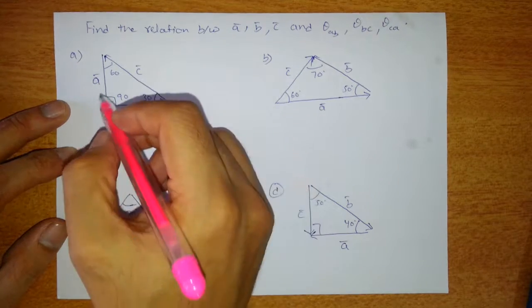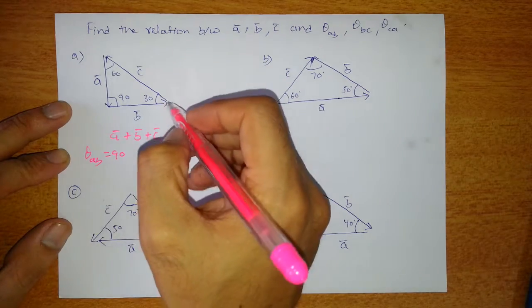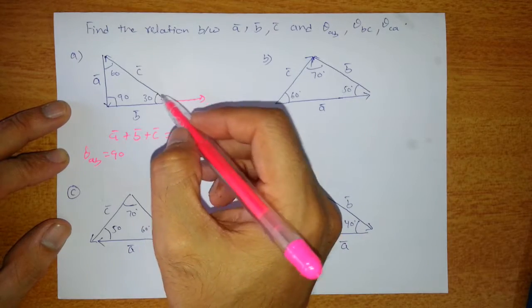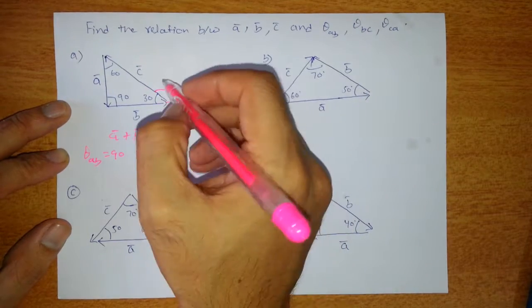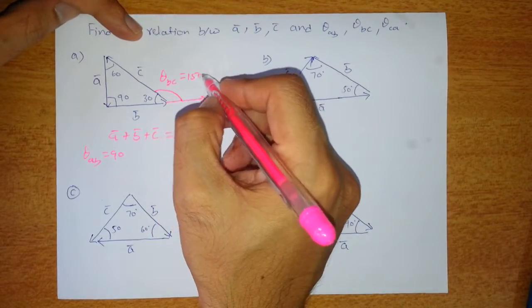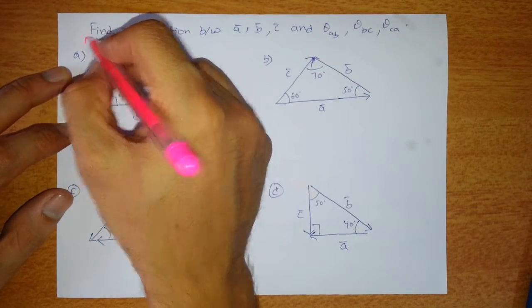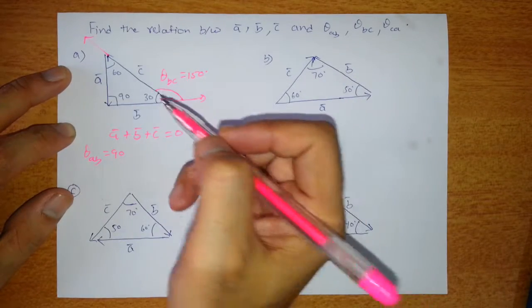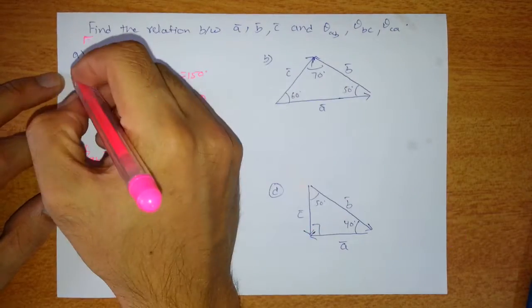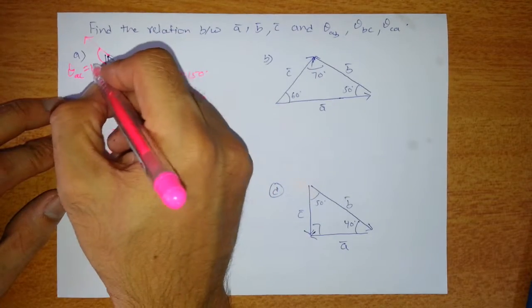And theta AB is very clear, that is 90 degree. What about theta BC? To find the angle between vector B and C, we have to join them tail to tail, and this will be theta BC. So theta BC is nothing but 150 degree, 180 minus 30. Similarly, to find the angle between A and C, we have to join them tail to tail. So we have to make the C forward, and this angle will be called theta AC. So theta AC is nothing but 180 minus 60, which is 120 degree.